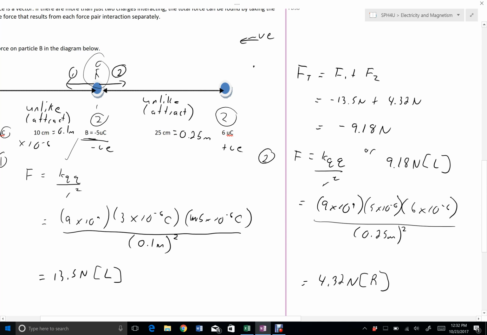So I find the magnitude of the force, the magnitude of the other force. I use my law of electrostatics to determine the direction, and then I add them as vectors, recognizing that if they're going in separate directions, that actually means subtracting them.